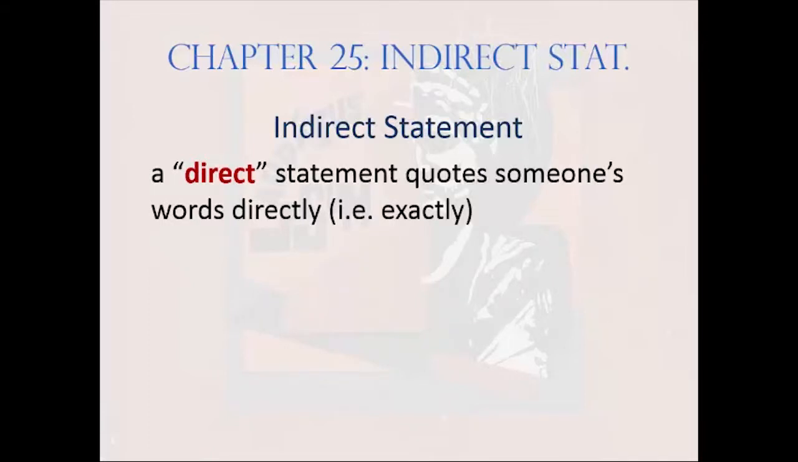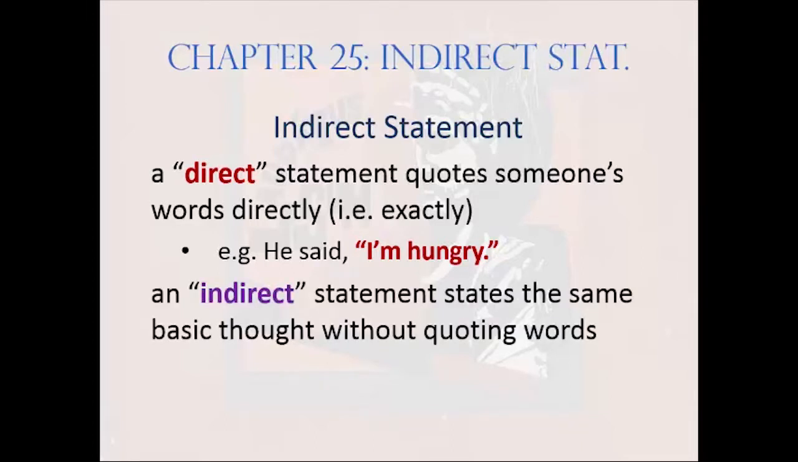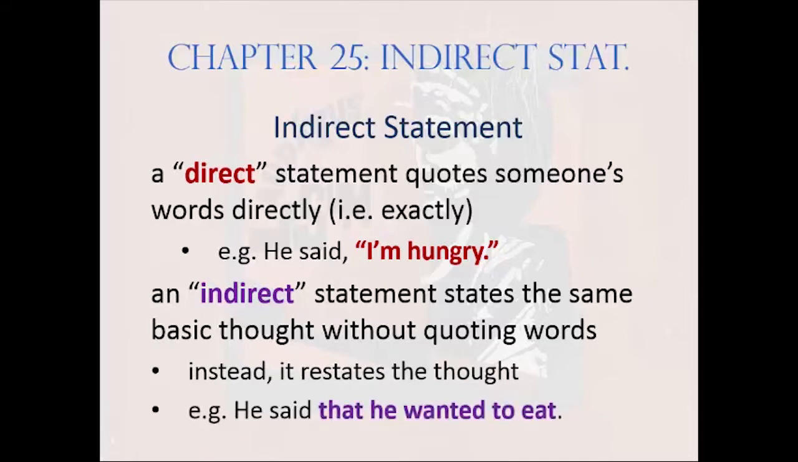In other words, not in other words. For example, he said, "I'm hungry." "I'm hungry" were his exact words. That's a direct quote. An indirect statement expresses the same idea, but doesn't use the actual words in which it was originally stated. Instead, it reframes the thought in different words. For example, he said that he wanted to eat. Wanting to eat is the same general thing as being hungry, but "I want to eat" were not his exact words. "I'm hungry" were his exact words. So, that he wanted to eat is indirect statement.